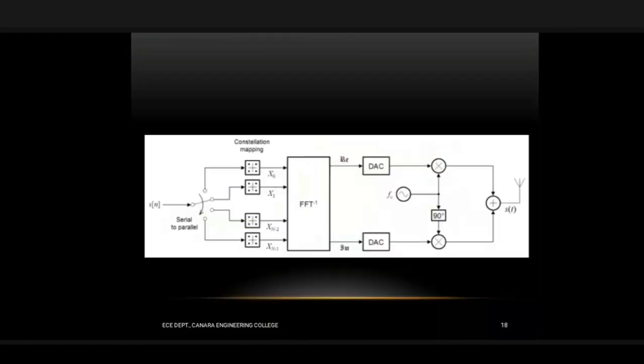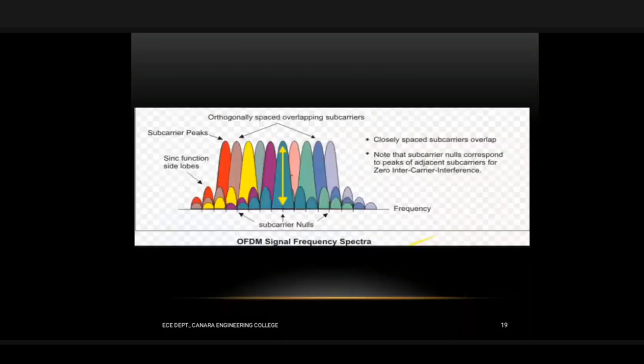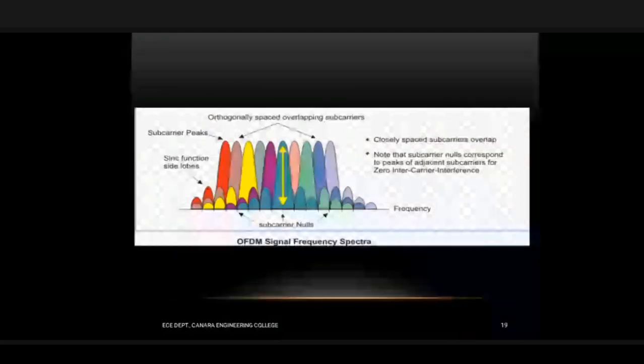So this is one more figure. Serial to parallel conversion, constellation mapping, and inverse FFT, and then digital to analog conversion, add all the waves, and then you have the final baseband signal ready for transmission. This is another image I put just for understanding.